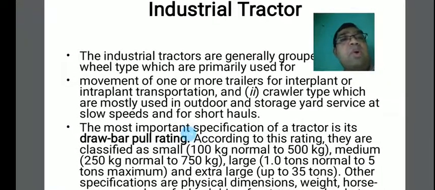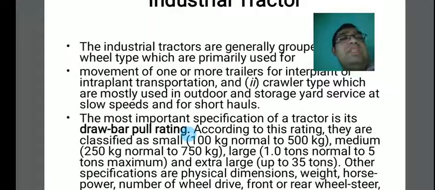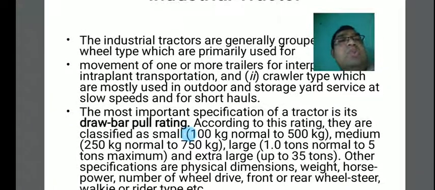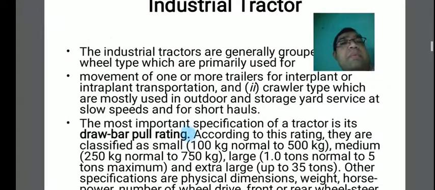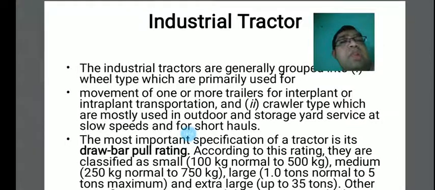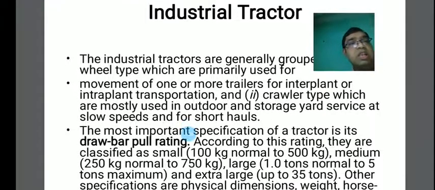The most important specification of a tractor is the drawbar pull rating, and this rating is very essential for transferring materials. According to these ratings they are classified as small, and basically 100 kg to 500 kg can be transferred according to the tractor's drawbar pull rating.